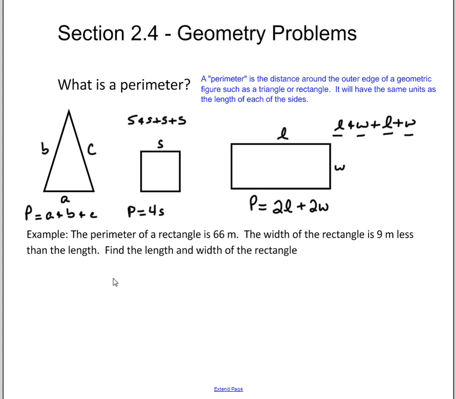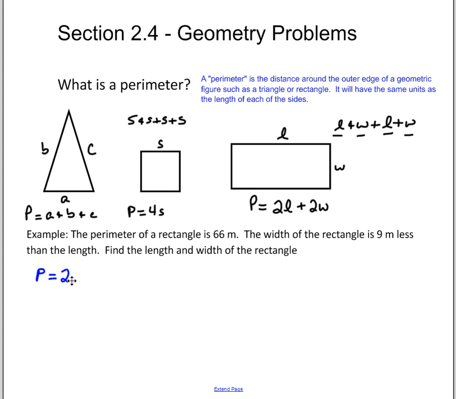We've got the perimeter of a rectangle, 66 meters. The width of the rectangle is 9 meters less than the length. Find the length and width of the rectangle. Well, this is a word problem that we have to go through and apply a couple of principles. First of all, when you see that word perimeter, that should automatically trigger one of these formulas in your mind. And the formula, of course, triggers in my mind my perimeter of a rectangle.